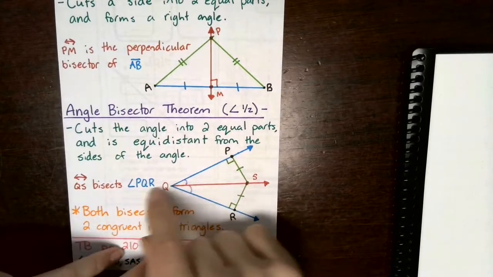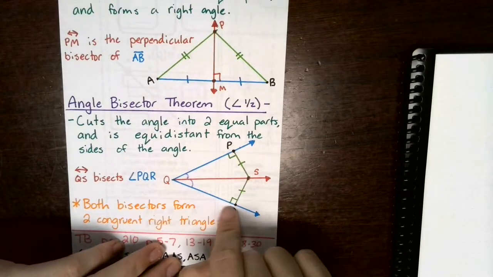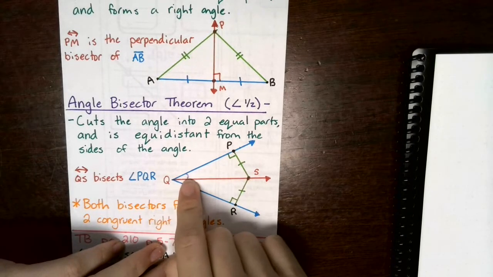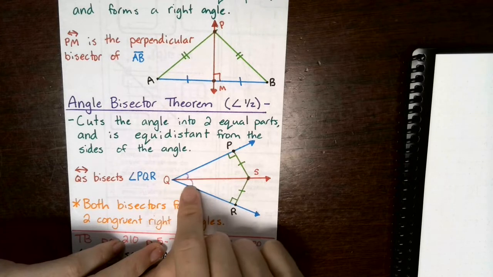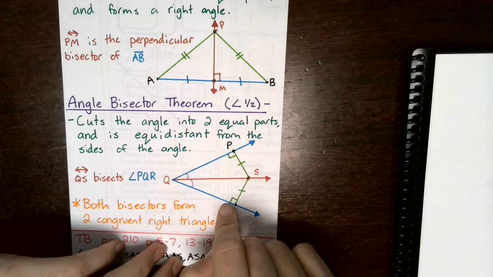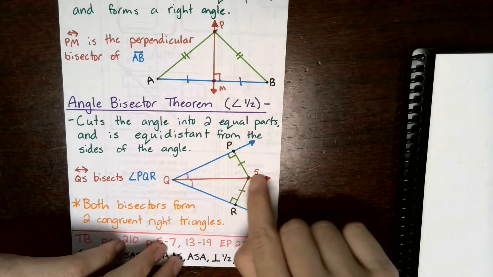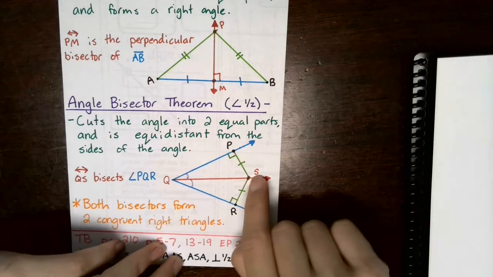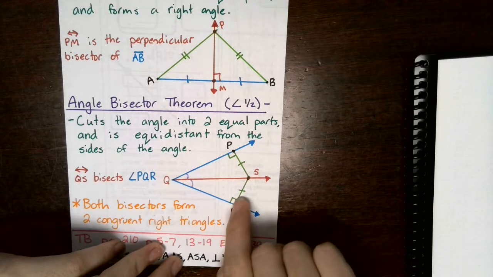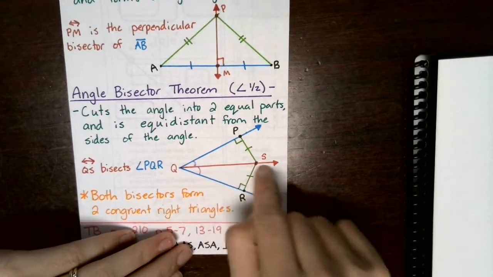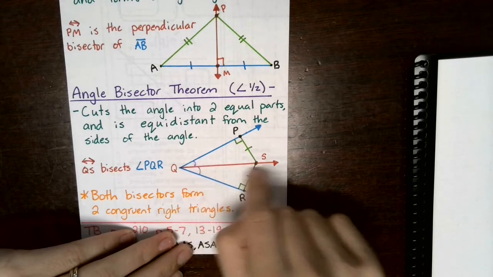When I say QS bisects PQR, it cuts this angle in half, okay? And then not only does it cut the angle in half, it's equidistant from each of these points. So when we're going here, the fastest way to get from this point to this line is to go straight, and so it'll actually form a 90-degree angle as well. And so in this, the bisector is our shared side, the reflexive property.